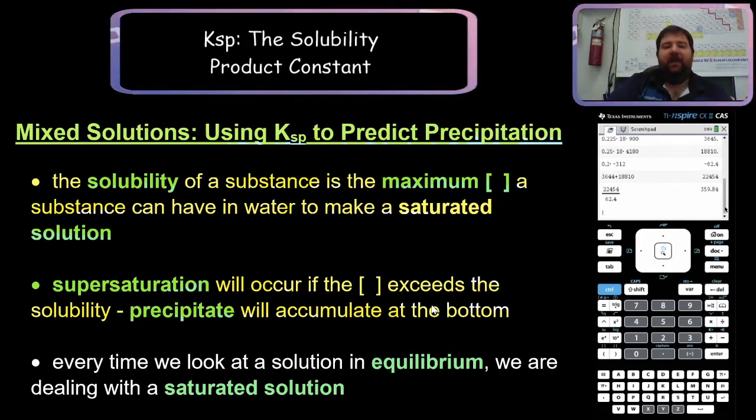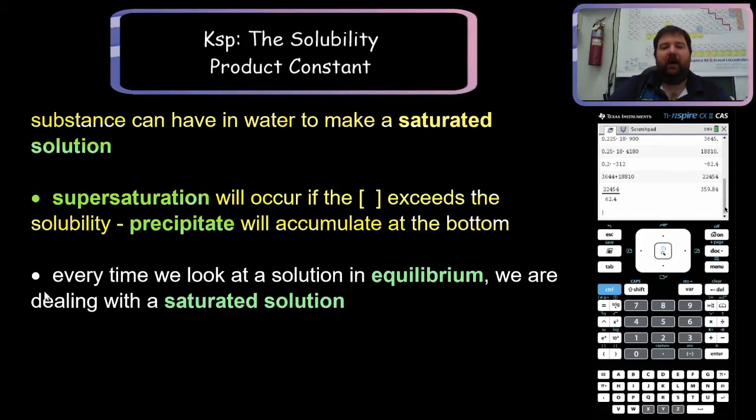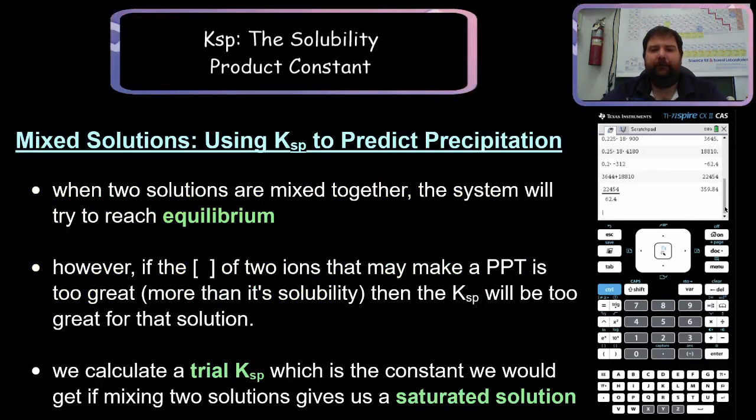We also know that whenever we are going to be talking about a solution in equilibrium, what we're talking about are saturated solutions. All right, let's get started.